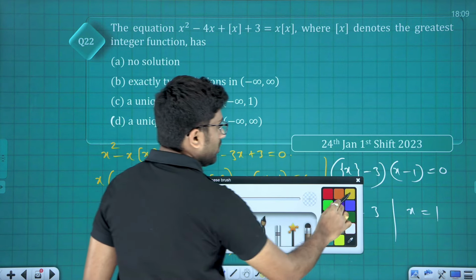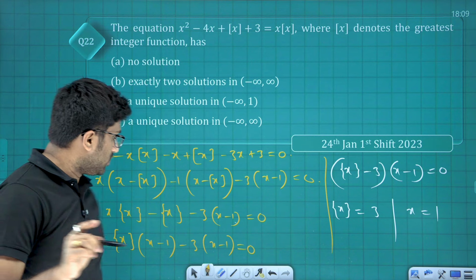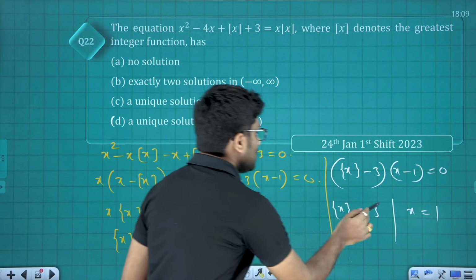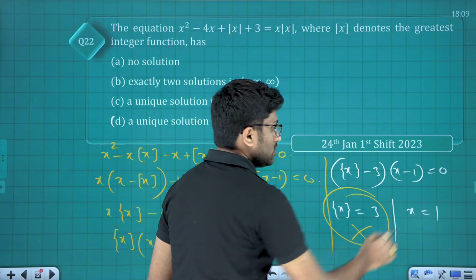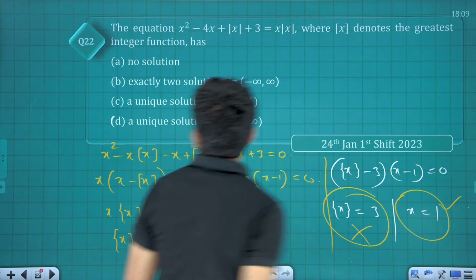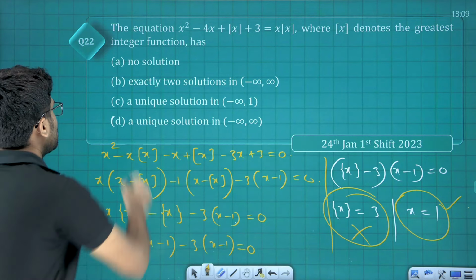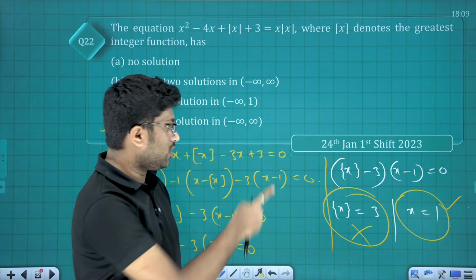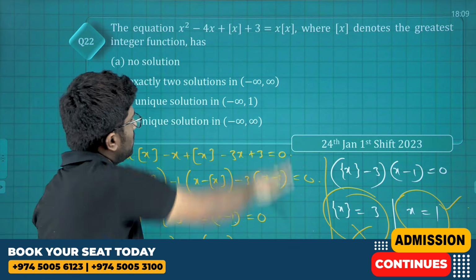See friends, fractional part of x is something which lies between only closed 0 to open 1. That means it is not possible for it to be 3. So x equals 1 is possible. That means there will be only one solution throughout R, from minus infinity to plus infinity. Only x equals 1 is the solution for this.